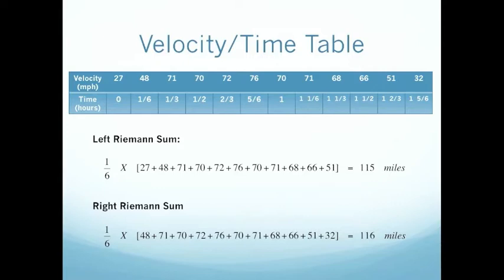And for the right-hand Riemann sum, it would just be the opposite. We would do 1/6 times the rightmost values. So 1/6 times 48 plus 71 plus 70 plus 72. And as you can imagine, that goes on just like the left-hand sum did.